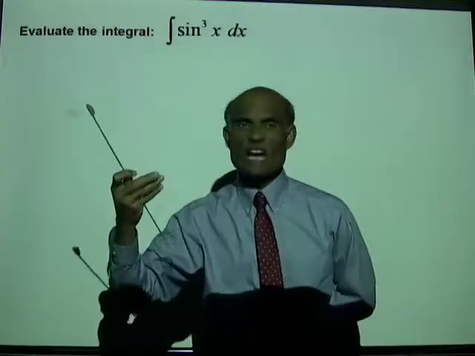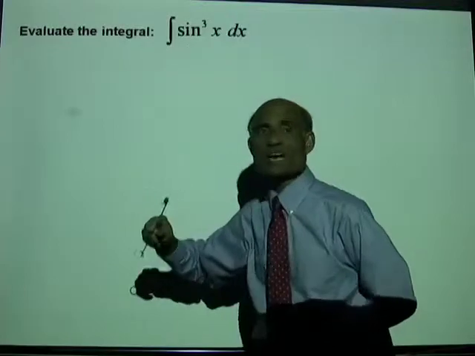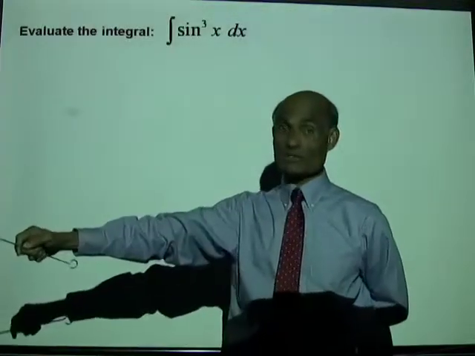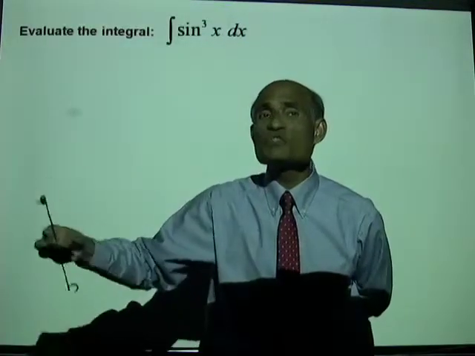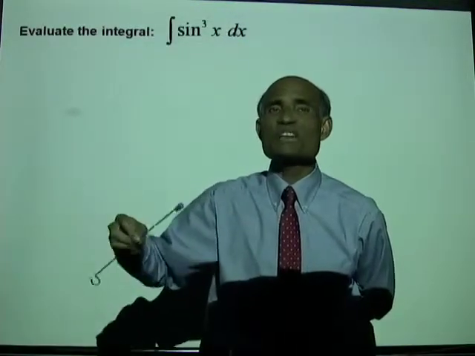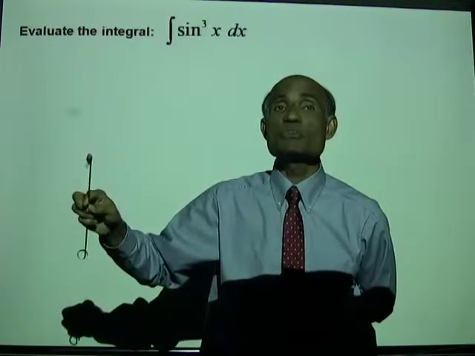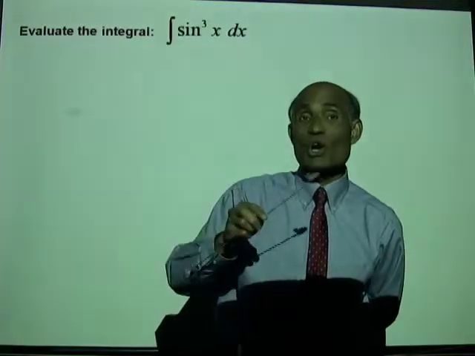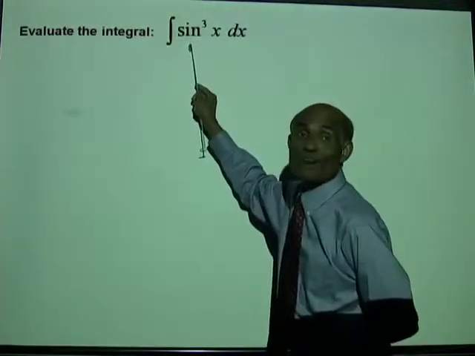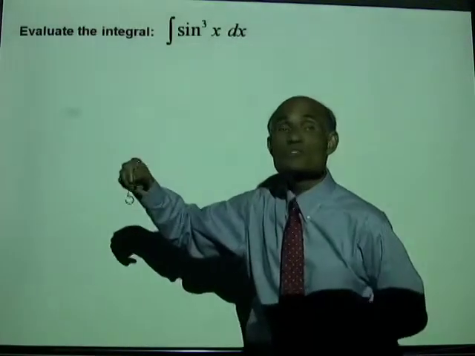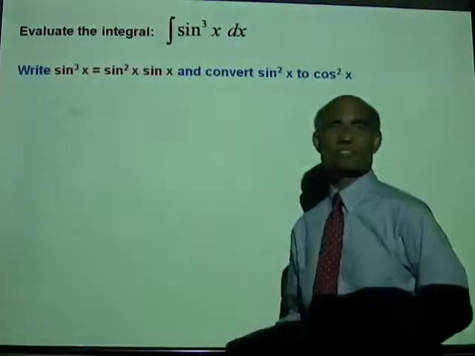The power of sine is odd, which means I can write this as sine squared x times sine x. Now, if I have a sine x at the end, the idea is to make it serve as du. And in order that sine x may become du, you must have cos in the original integration. That means the sine squared x we have here must be changed in terms of cos squared x. That's right. Okay, let's do that.